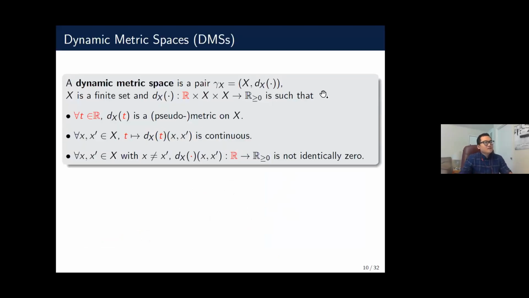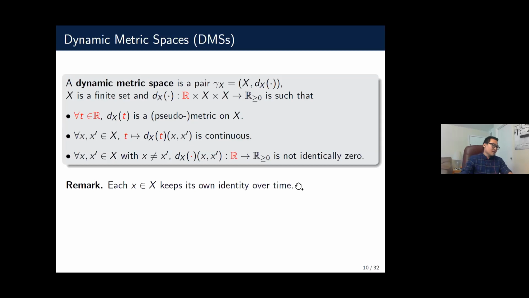A dynamic metric space is a pair of a finite set and time-dependent distance functions. It is a function from R cross X to non-negative reals, such that whenever we fix a time, the function becomes a metric or pseudo-metric on the underlying set X. And for every pair of points, the distance changes continuously over time. And whenever we pick two different points in the underlying set, the distance between them is not identically zero. The third item is simply because we do not want to have redundant points in the data set.